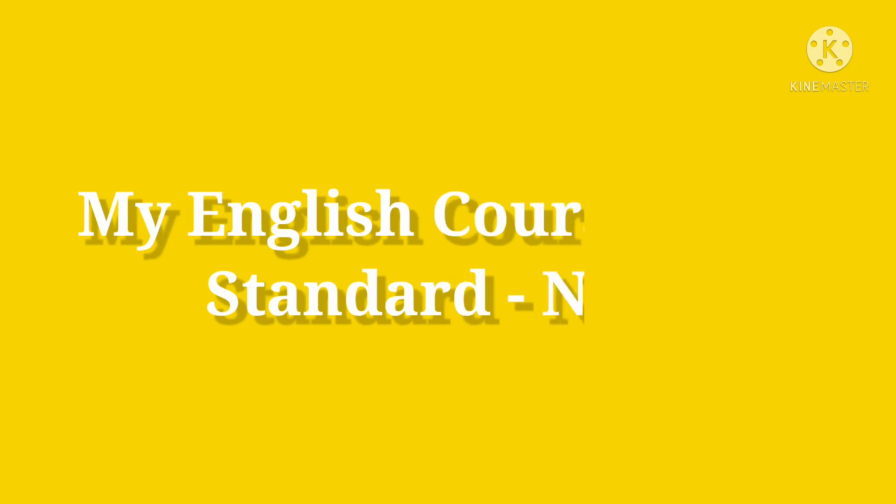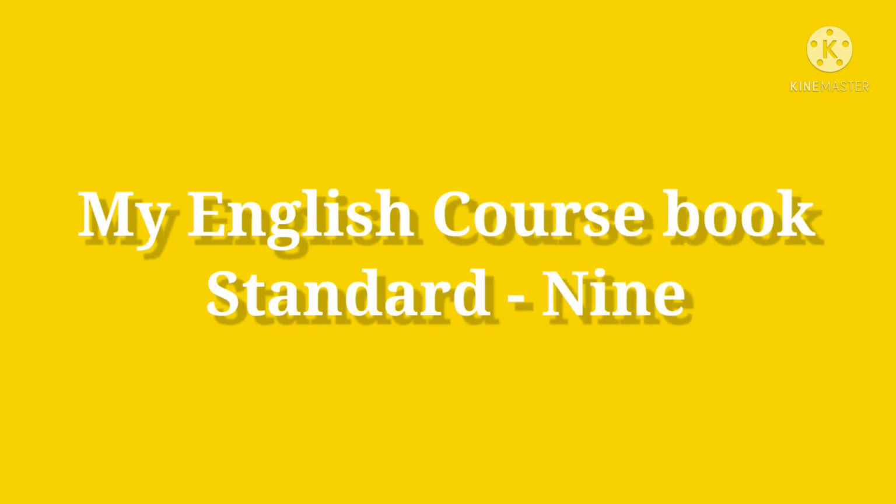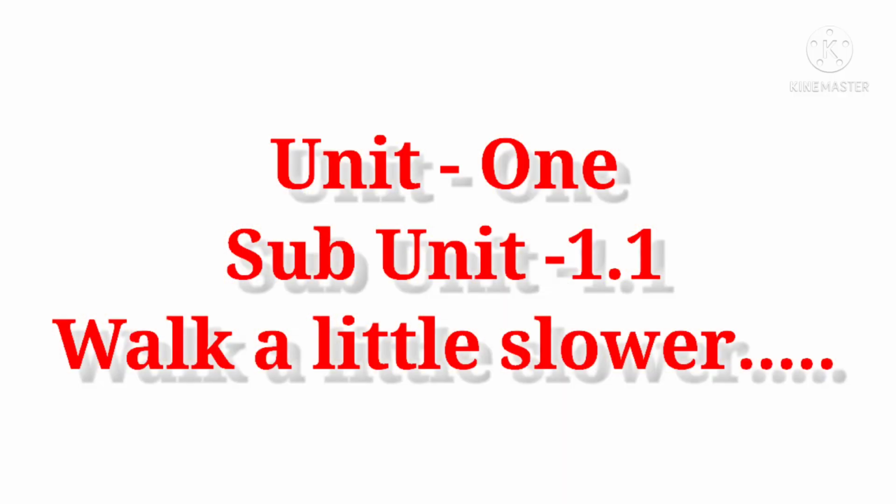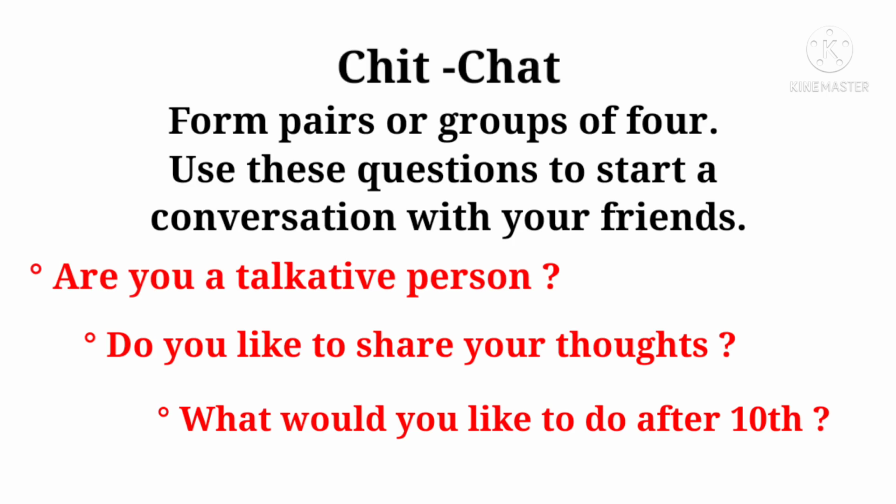Today we are going to learn a very beautiful poem from my course book Standard 9, Unit 1, Subunit 1.1. The name of the poem is Walk a Little Slower by an unknown poet. Before learning the poem, we are going to discuss the first activity, the Chit-Chat activity.